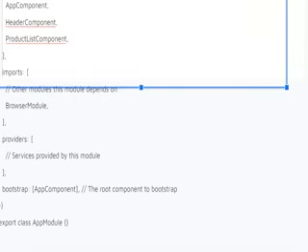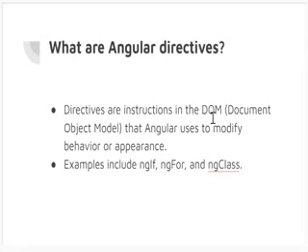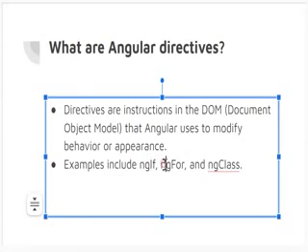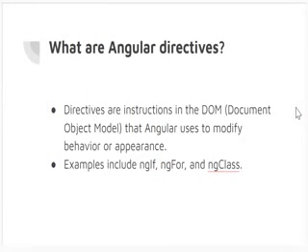And so what are Angular directives? Directives are instructions that Angular uses to modify the behavior or appearance. You must have seen ngIf, ngFor, ngClass directives, just like we have if and for statements in normal programming. For Angular we have ngIf, ngFor to make different kinds of decisions and to change the behavior based on some conditions, or the appearance. So for the appearance we use ngClass.